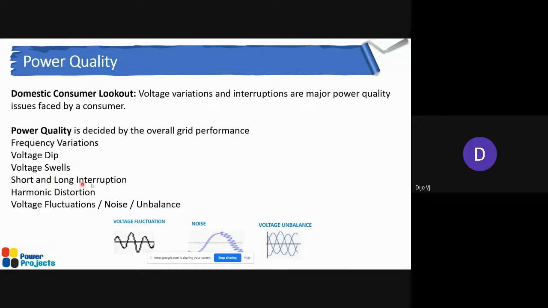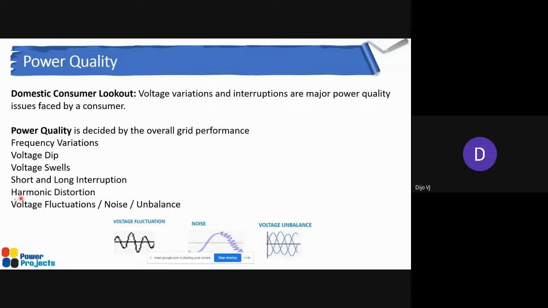So short time and long time interruption, that is straightforward. Short time, generally we talk about an interruption of less than 2 seconds. Long time is more than 2 seconds. Short time, probably like there is a fault, the protection system operates and clears the fault, and maybe it takes 2 seconds to clear the fault. During that time there will be an interruption, or voltage will not be available to the consumer. So that can be considered a short interruption. Long interruption could be some scheduled interruption, or unscheduled tripping of a feeder because of some fault on the feeder.